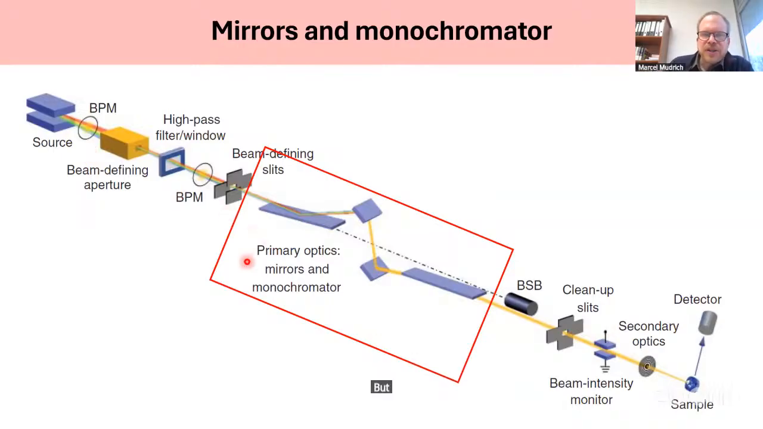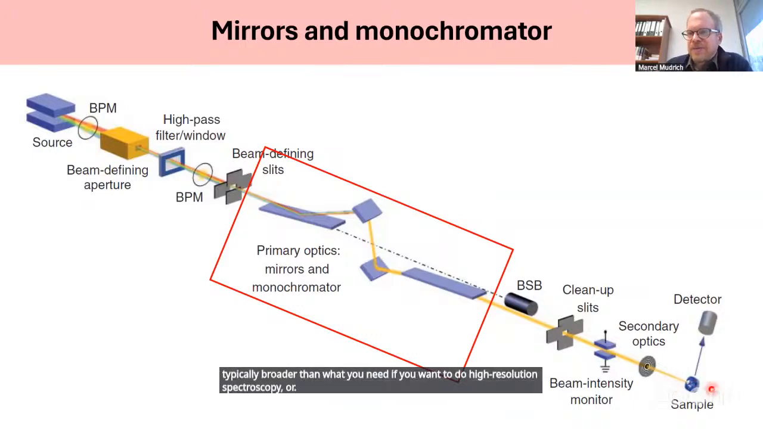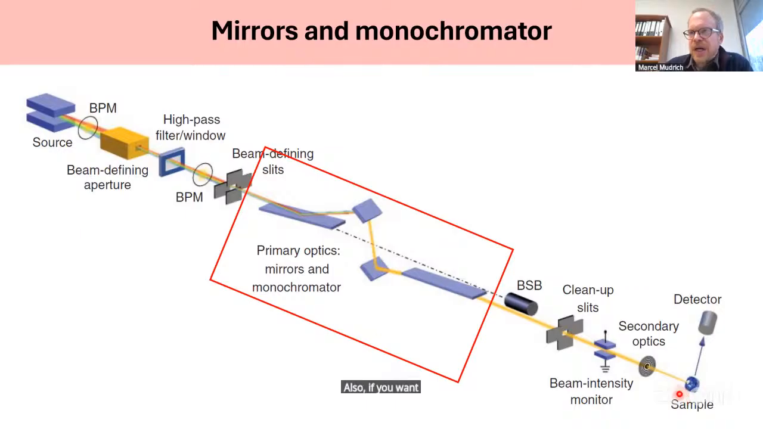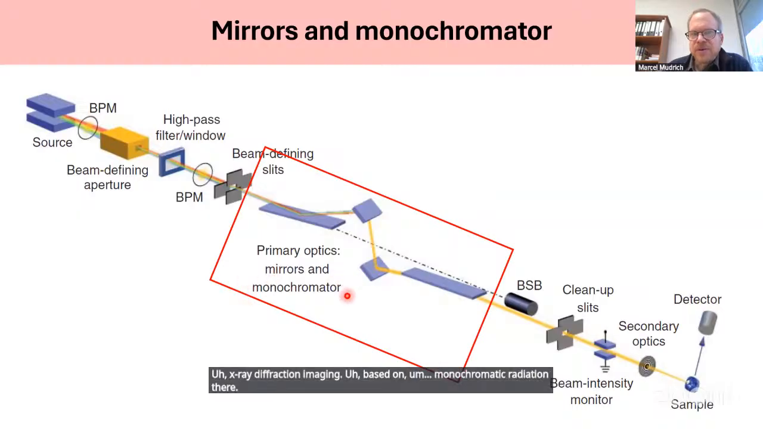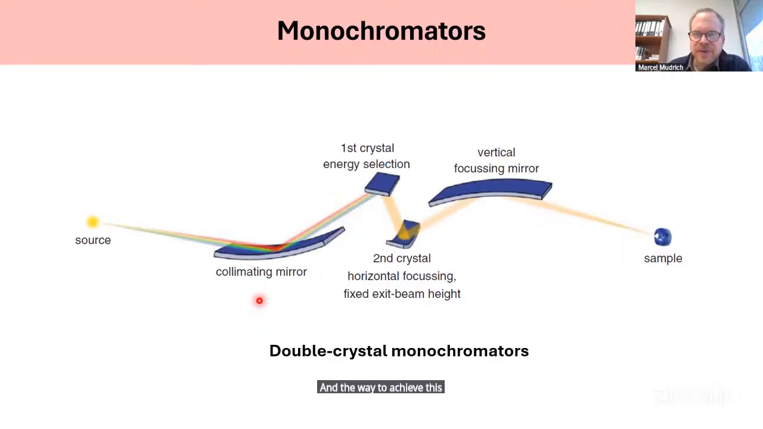But even these individual harmonics have quite a broad spectrum, typically broader than what you need if you want to do high resolution spectroscopy, or also if you want to do high resolution X-ray diffraction imaging based on monochromatic radiation. There we need more monochromatic light. And the way to achieve this in X-ray beamlines is typically using so-called double crystal monochromators.